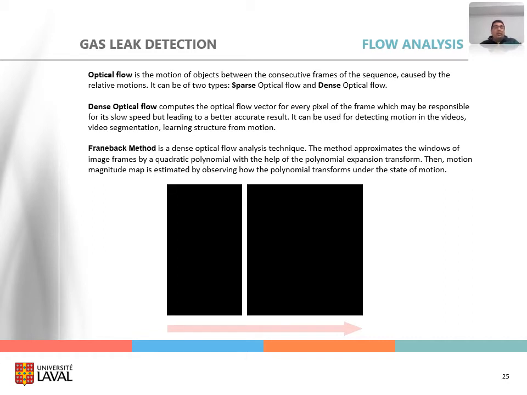In this study, the method we used is the Farneback method. The Farneback method is a dense optical flow analysis technique. The method approximates the window of image frames by a quadratic polynomial with the help of polynomial expansion transform. Then the motion magnitude map is estimated by observing how the polynomial transforms under the state of motion.